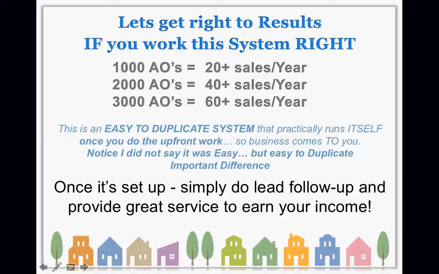So I'm giving you some basic numbers here. If you've got about 1,000 absentee owners, you work them the way we tell you to for a year, you ought to have about 20 plus sales a year. If you've got 2,000, we're talking 40 sales. If you've got 3,000, we're talking 60 sales a year. This is an easy to duplicate system, and it practically runs itself once you do the hard upfront work first. So business starts coming to you. Now notice I didn't say it was easy, but it's easy to duplicate, and that's an important difference.